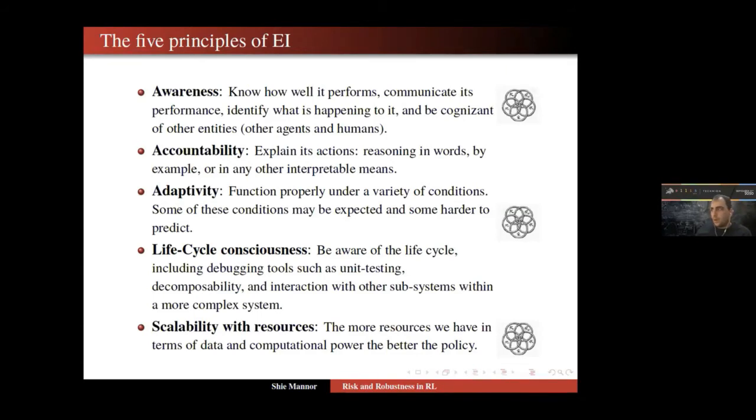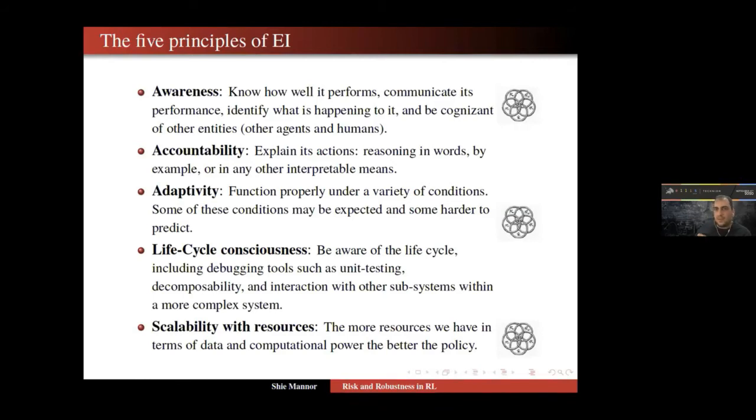The most important one, though, is the next one, which is life cycle consciousness. Basically, debugging an RL system is virtually impossible. So trying to understand why an RL system doesn't work is extremely difficult. And currently, I think this is the main impediment in wide-scale application of RL. And then, last but not least, we need to be able to scale with resources, more compute, more data. We want to have a better policy.